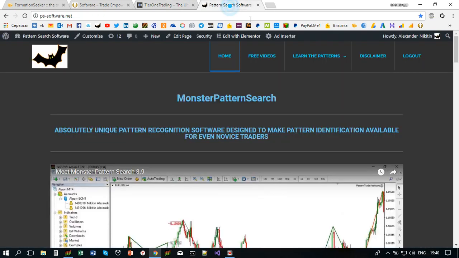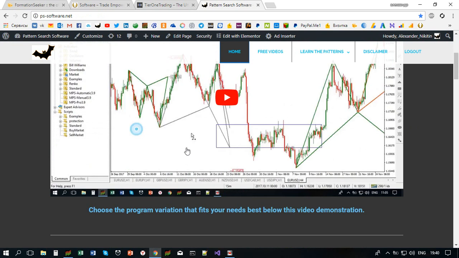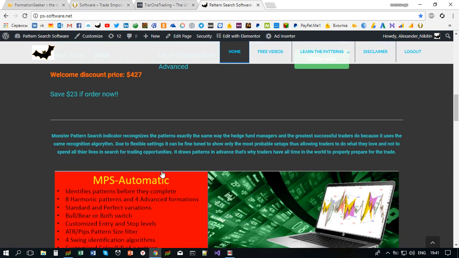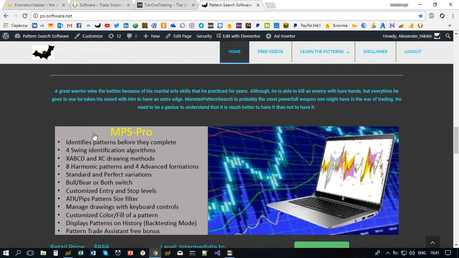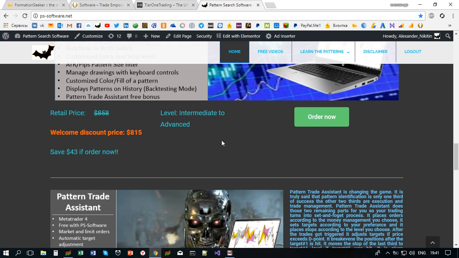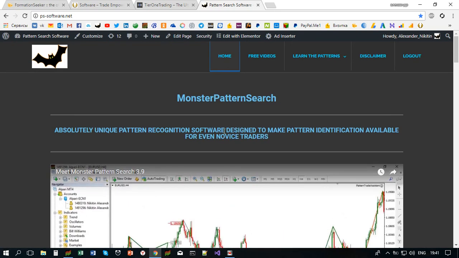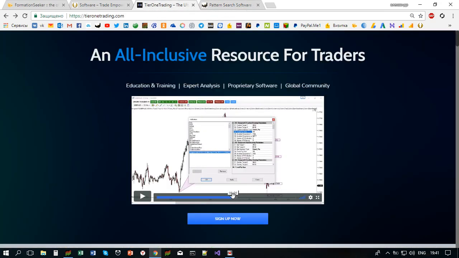I also have software. You see that I have my software that is called Monster Pattern Search. It has a manual and an automatic version, and it is Monster Pattern Search 3, Monster Pattern Search Pro. I have 3 of them. Okay, so let's do the comparison. Simply, what is this?